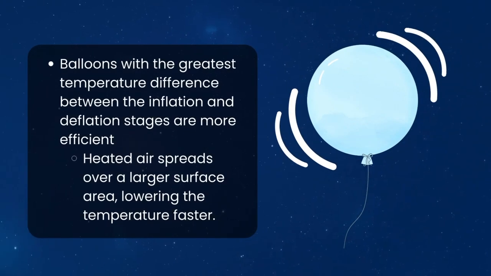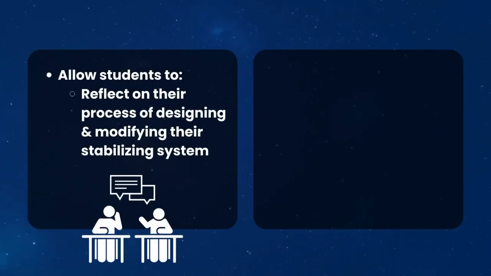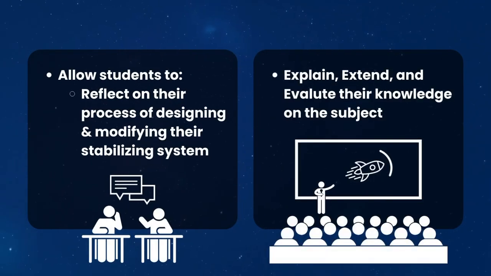Balloons with the greatest temperature difference between inflation and deflation stages are more efficient since heated air spreads over a larger surface area, lowering the temperature faster. Be sure to allow students to reflect on their process of designing and modifying their stabilizing system while also explaining, extending, and evaluating their knowledge of the subject.